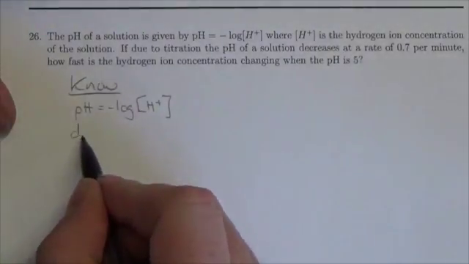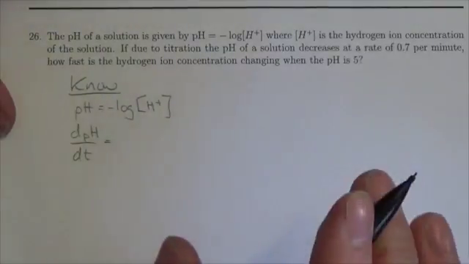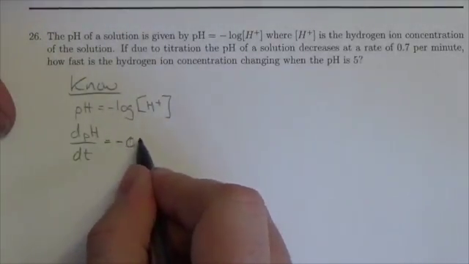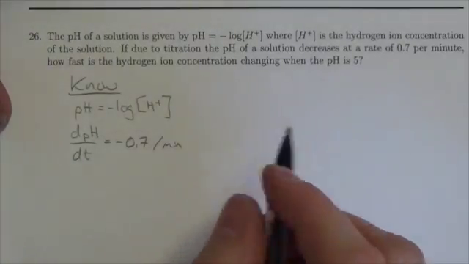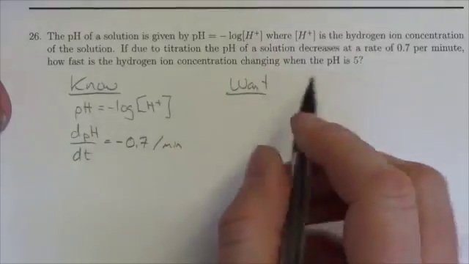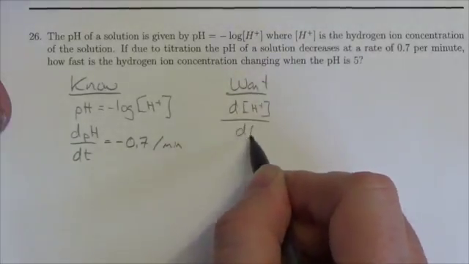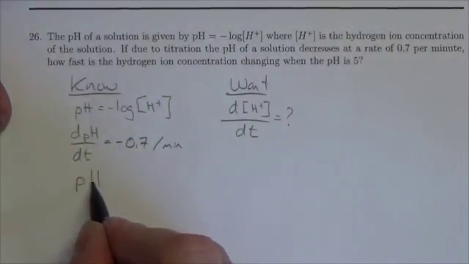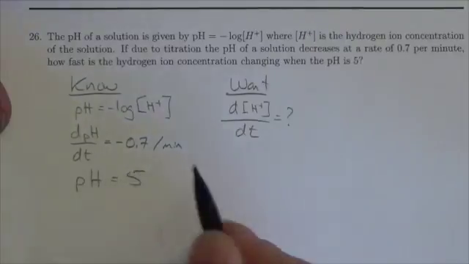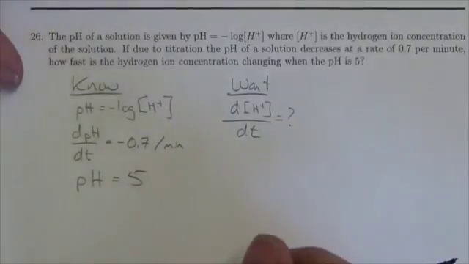We know that the rate at which the pH is changing, okay, it's decreasing, so it's going to be negative 0.7 per minute. And what we want here is how fast the hydrogen ion concentration is changing. This is what we want to know here, and we're given a little bit more information. We know specifically that the pH that we're looking for is going to be 5. We want to know how fast it's changing at the instant that it's 5. All right, well, let's jump in.